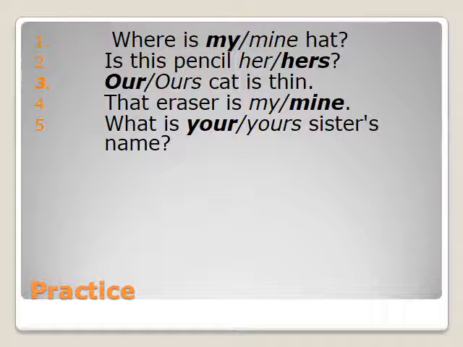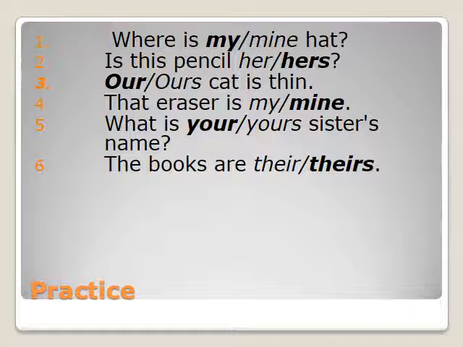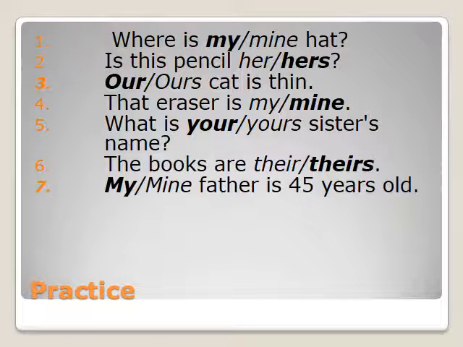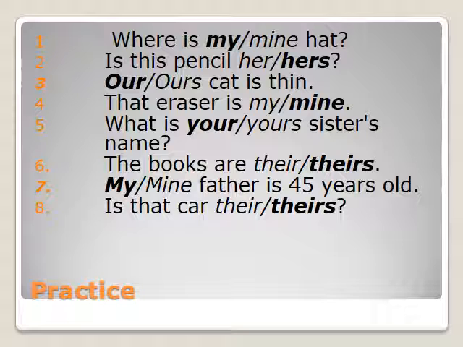What is your sister's name? So your is a possessive adjective. It's in front of sister's name, and name is the noun. The books are theirs. Theirs is a possessive pronoun. You'll see there's no noun after it. My father is 45 years old. My is a possessive adjective, and then it's followed by father, the noun. Is that car theirs? Theirs is a possessive pronoun. There's no noun after it.